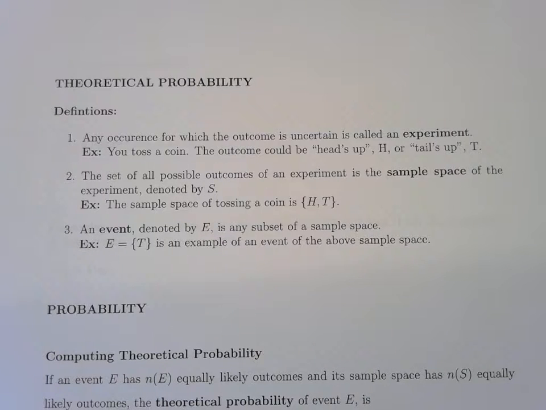And then number 3, an event denoted by E is any subset of the sample space. So an event in this example would be just T. It's just one example of something in the sample space.